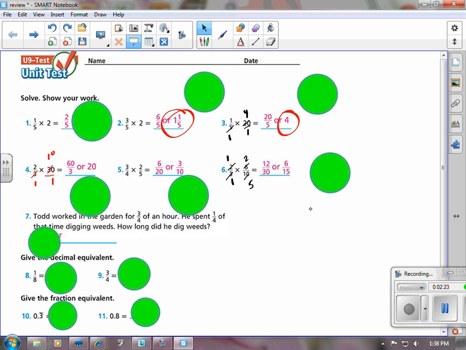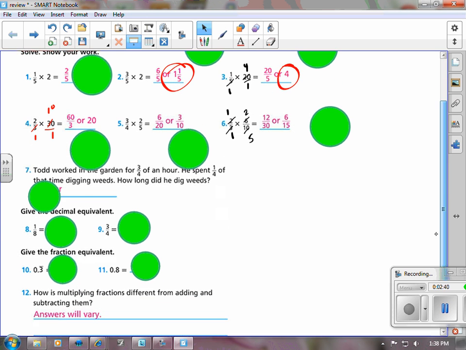What did I do wrong, guys? Find my error. 1 times 2, 2. Let me erase, see if I made an error here. Or did they not simplify down enough? They didn't simplify down enough. 2/5. All right, I didn't make an error.